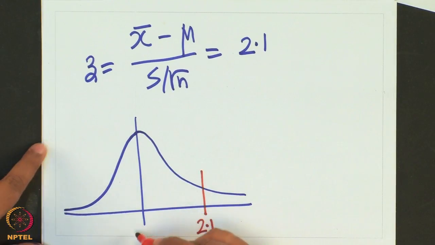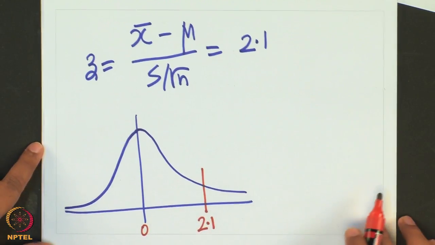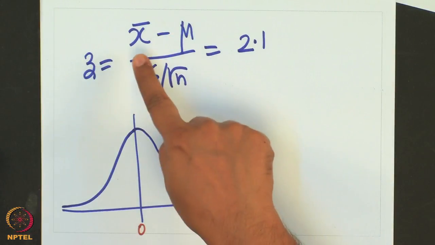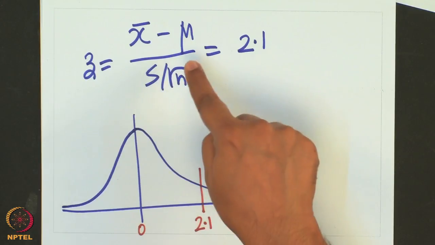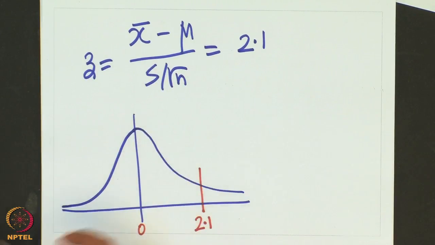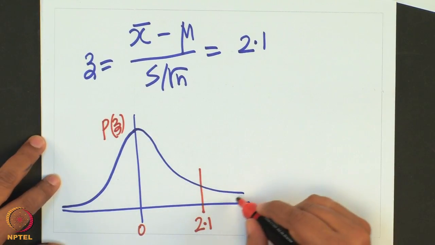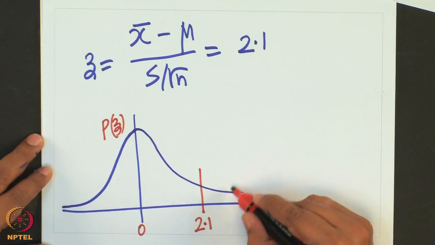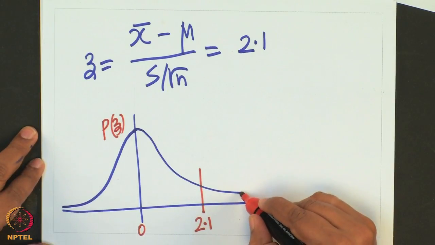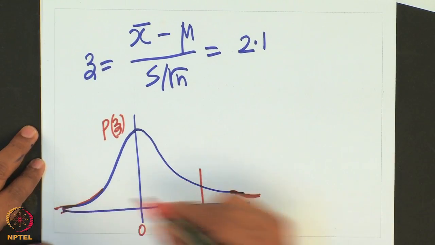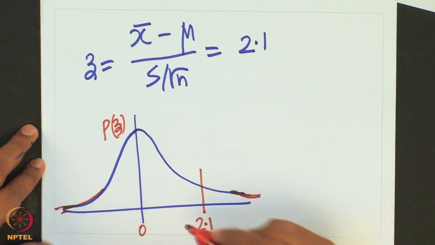And since 2.1 is much larger than 0, it is very likely that x bar is far away from mu. But the claim of this distribution itself is that z could have any of these values. The probability of z having this value is small, but there is some finite probability. So there is a finite probability of having large z values as well.